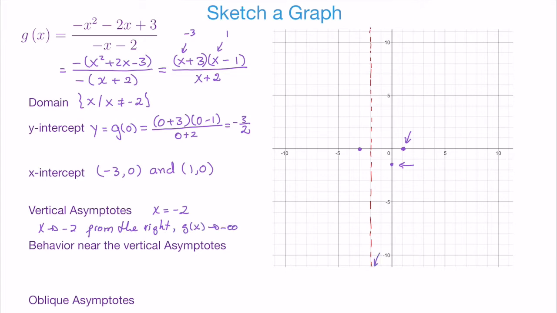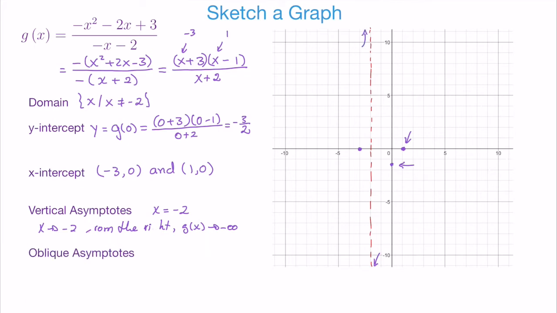If you see the multiplicity, that means that when you approach -2 from the left, it will go to positive infinity. The degree of the numerator is 1 bigger than the degree of the denominator, so we know we have an oblique asymptote and we must perform long division. Let's do it. We must divide -x squared minus 2x plus 3 by -x minus 2.